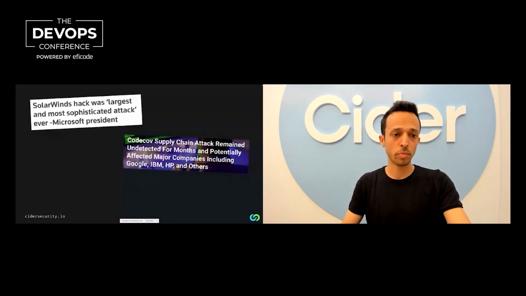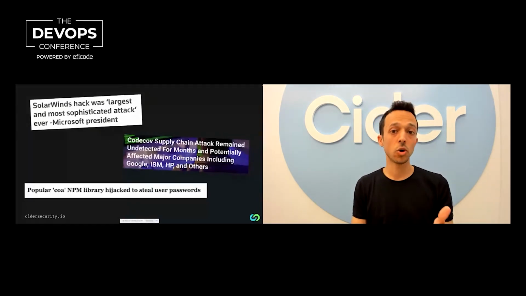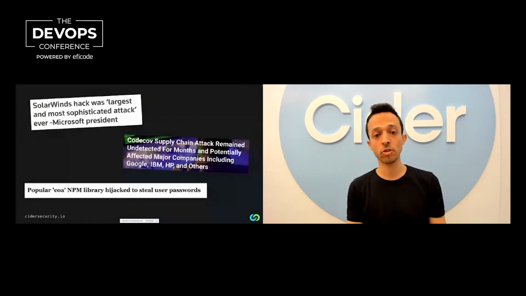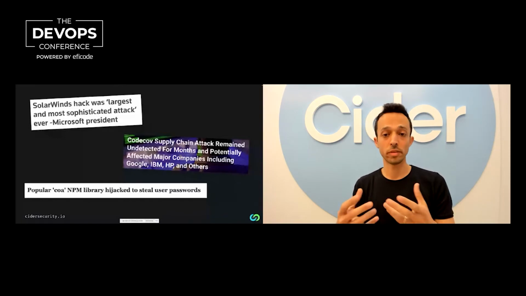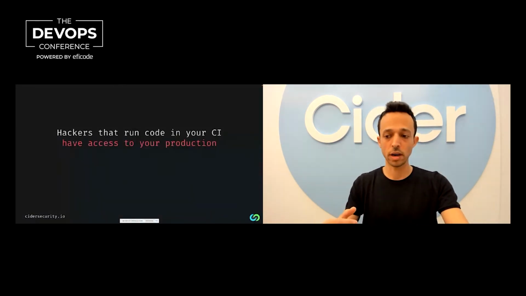And another example would be the popular NPM packages that were hijacked, like RC, Koa, and the UA parser JS packages to steal credentials from CI/CD pipelines. So what we see in all of these hacks that we saw in the last year or two is that hackers that run code in your CI have access to your production.